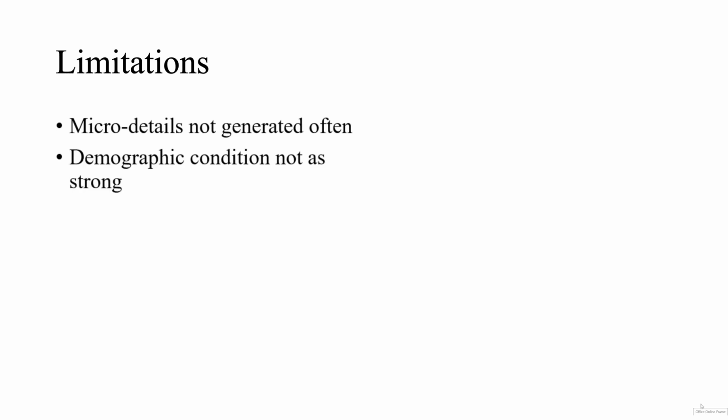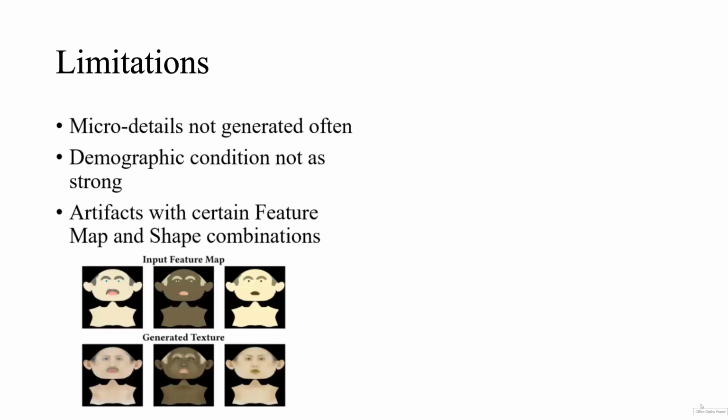Although our test results have pleasant appearances, we do find a few limitations in them. There's a lack of micro details, such as freckles, moles, and acne. We also find that demographic condition changes the end result much less than we would like. We think that the network is inferring this information from the shape of the face already. And we also find that some combinations of face shape and feature map values can lead to artifacts in the generated texture, as shown below.